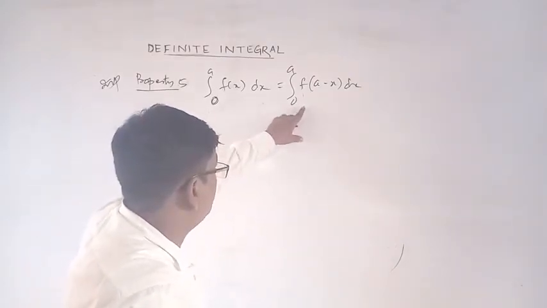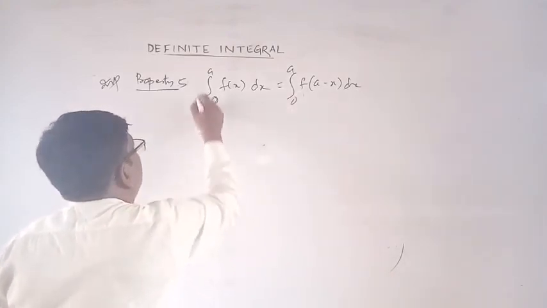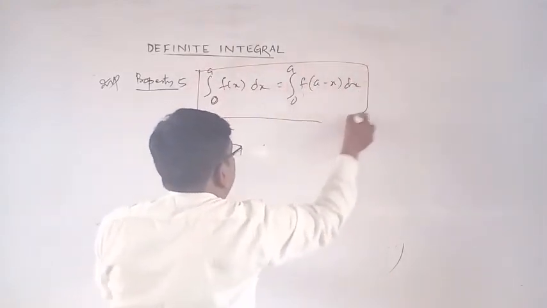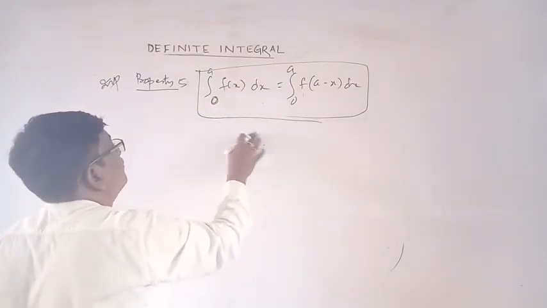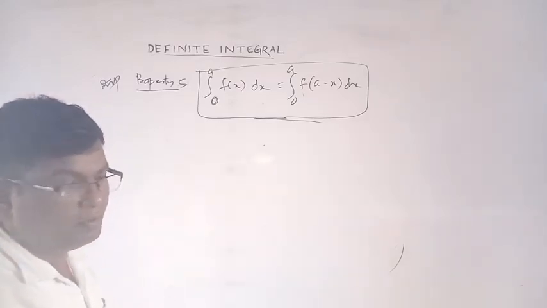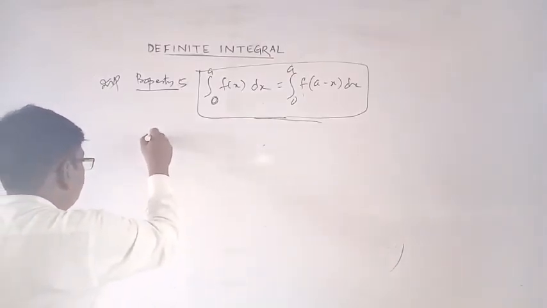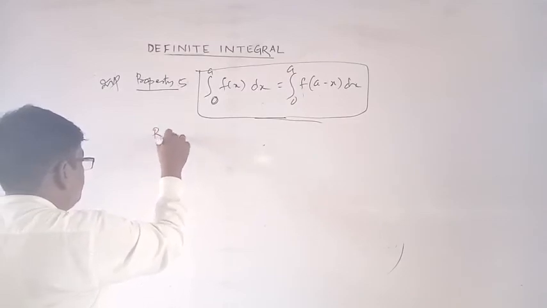Properties 4 and 5 are proved similarly. Put a minus x equal to t and we can prove it. Similarly, you can prove property number 5 by putting a minus x equal to t. So now one or two example problems.